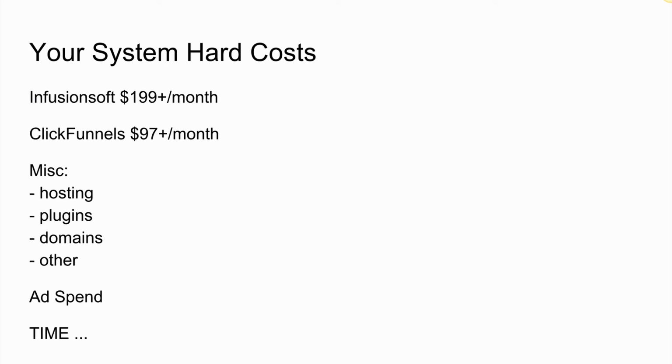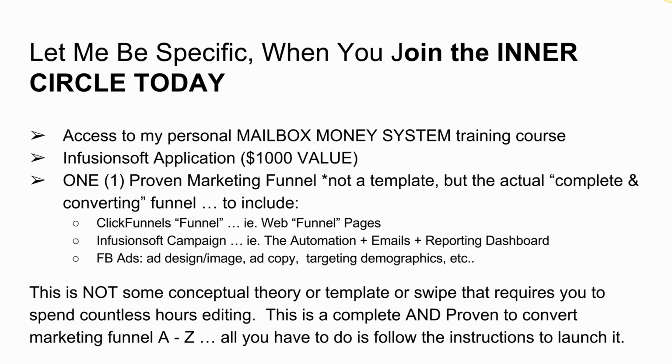So anyway, I want to get that out of the way because you're going to have these hard costs no matter what you do, whether you do it on your own, you buy something from someone else, or you buy 14 courses and put them all together. You're going to have this cost. I want to be really specific too. When you join the Inner Circle today, you're going to get access to a few things. You're going to get access to my personal Mailbox Money System training course. This is a training course that I've been perfecting and using since '09.